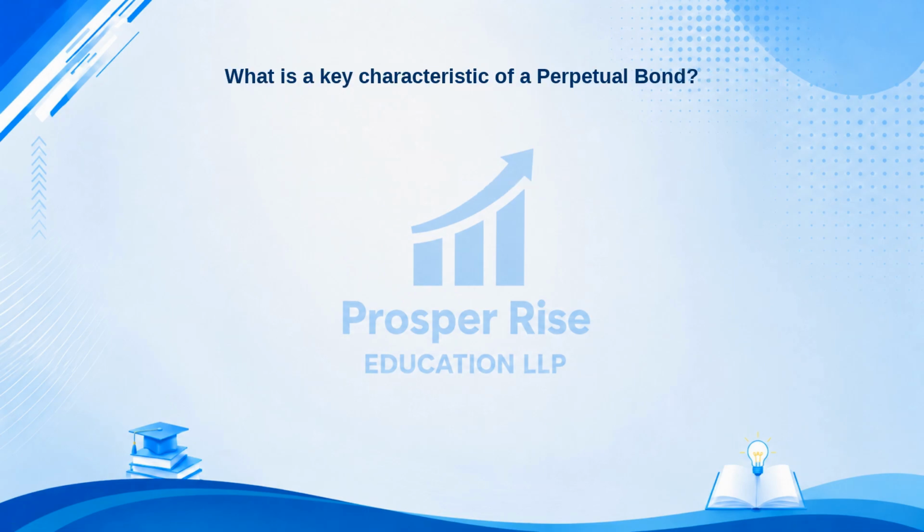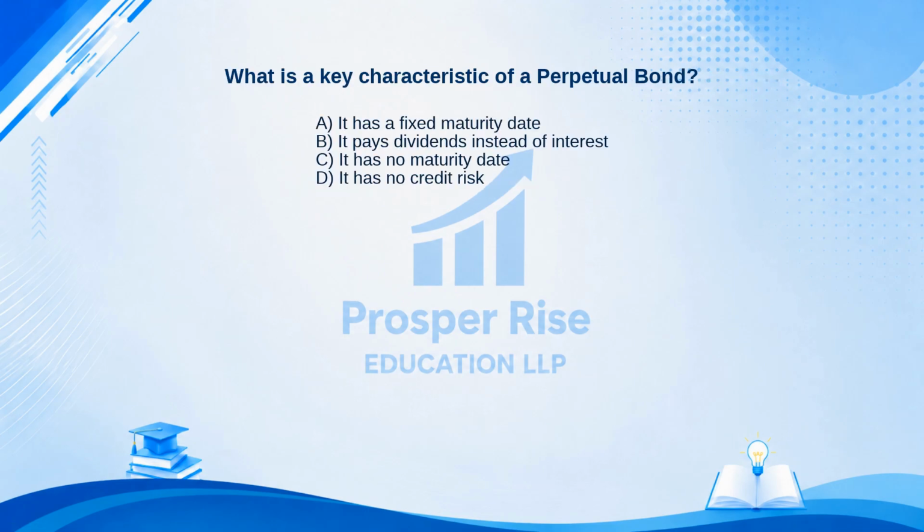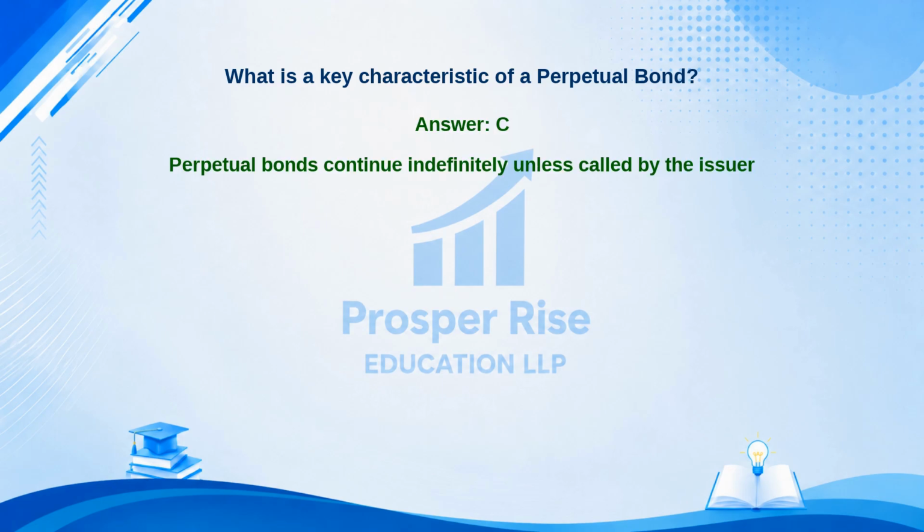What is a key characteristic of a perpetual bond? Here are your options. A. It has a fixed maturity date. B. It pays dividends instead of interest. C. It has no maturity date. Or D. It has no credit risk. Take a moment to pause the video and decide. The correct answer is option C. Let's see why. Perpetual bonds continue indefinitely unless called by the issuer.